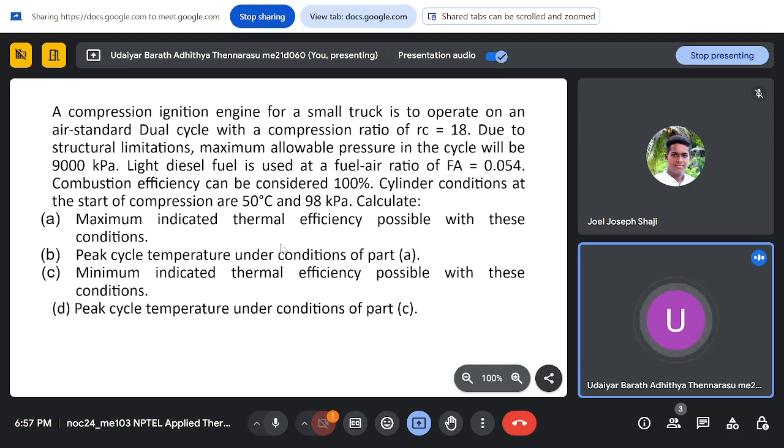So this is on a dual cycle. Previously we saw an Otto and diesel cycle. So we'll see a problem on the dual cycle. So this is slightly trickier.